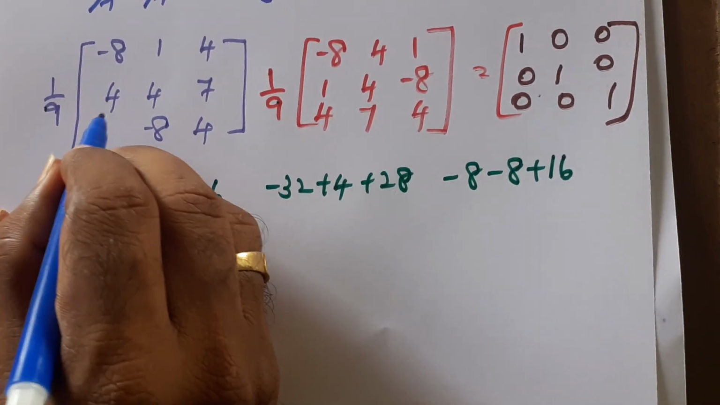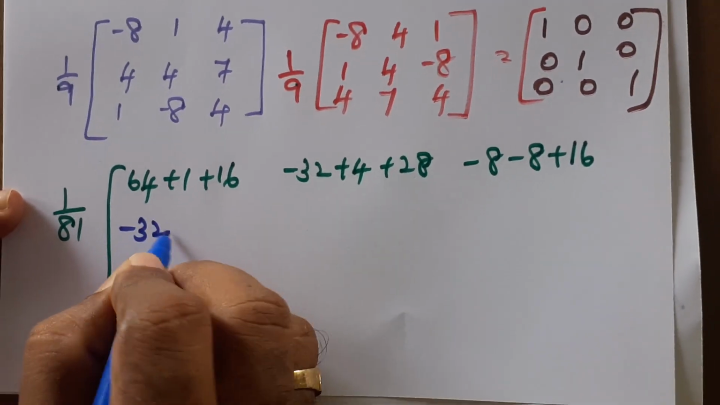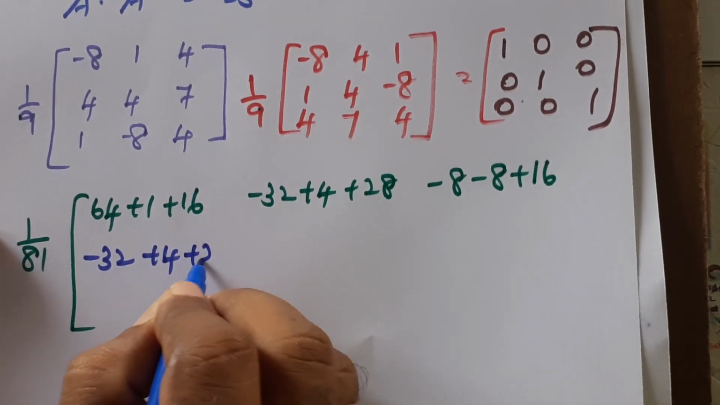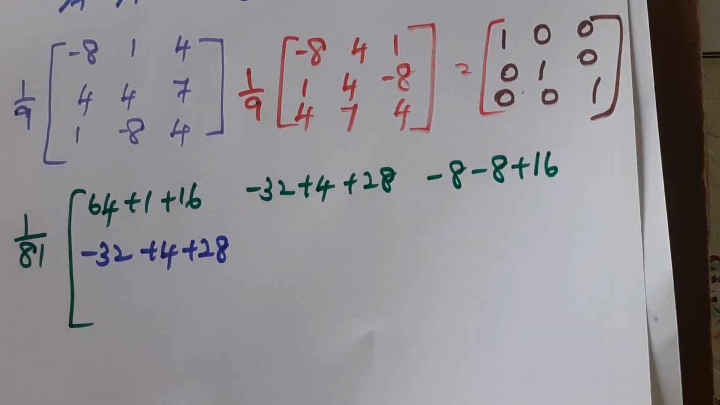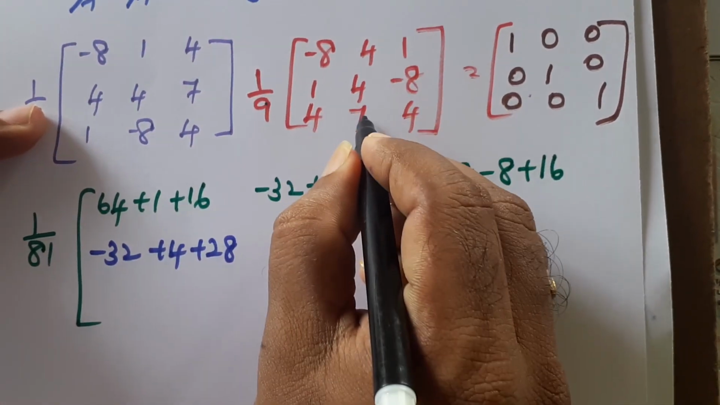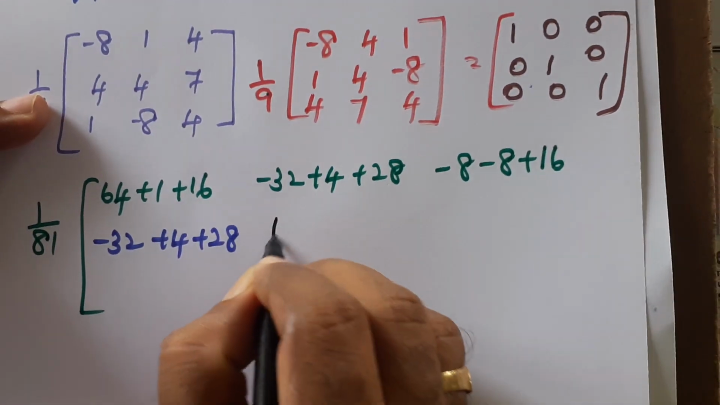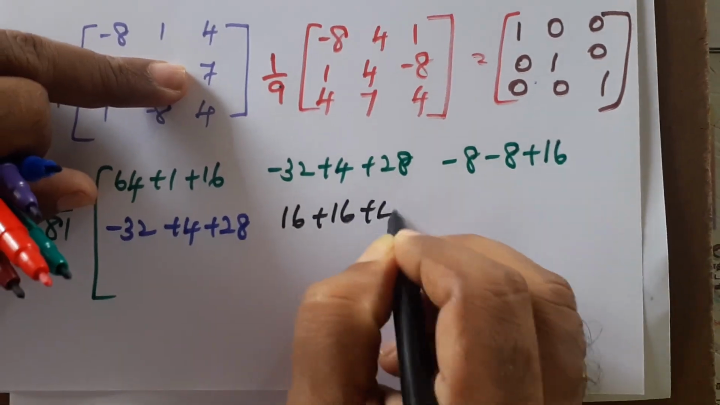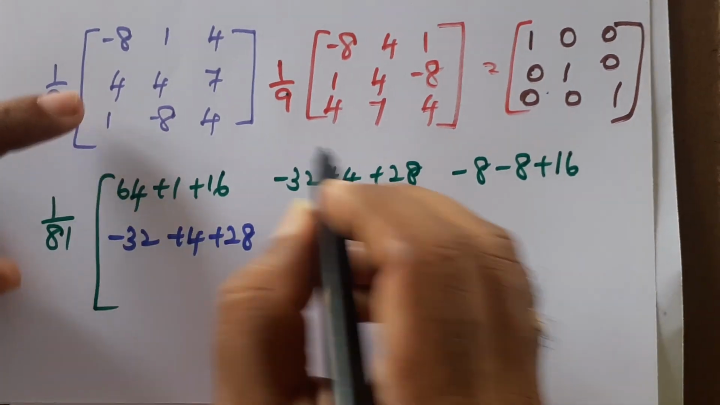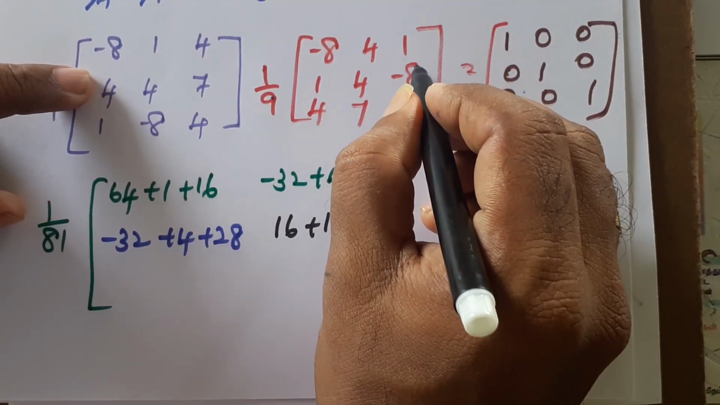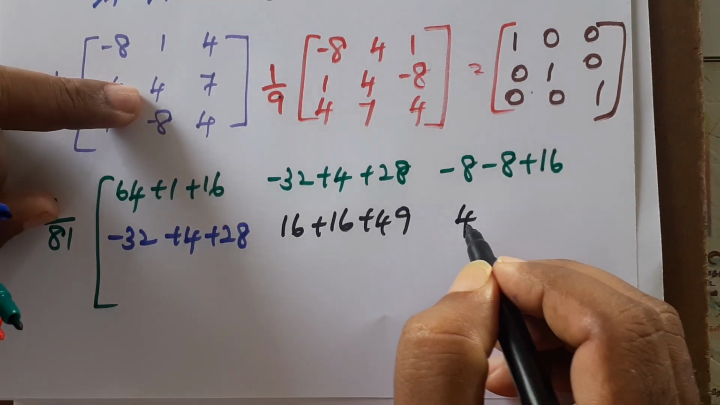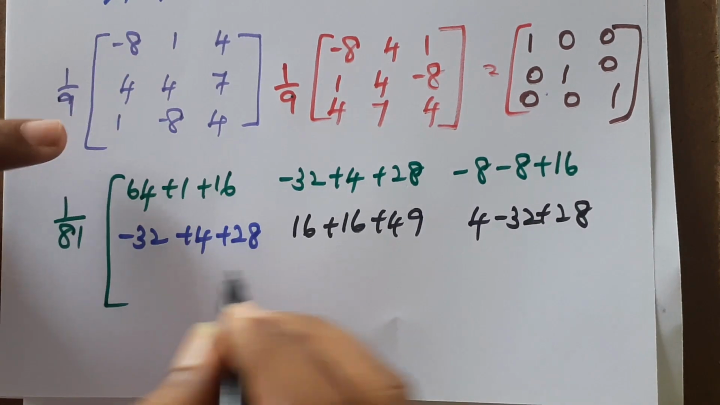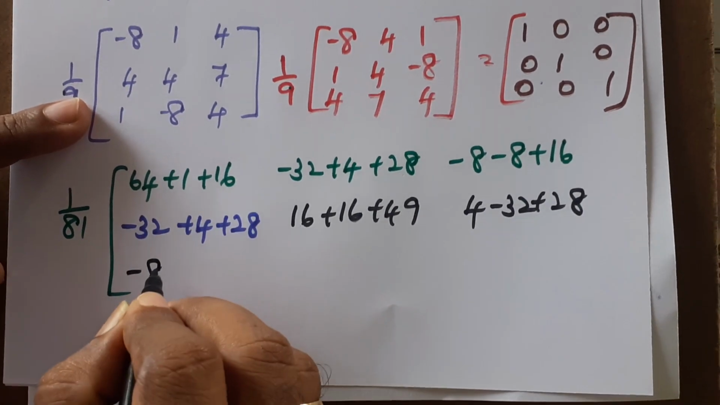Now second row: 4 into minus 8 means minus 32. 4 into 1 means positive 4. 7 4s are 28. The next term, second row multiplied with the second column: 4 into 4 is positive 16. 4 into 4 is again positive 16. 7 7s are 49. The next term, second row multiplied with the third column: 4 into 1 means 4. 4 into minus 8 means minus 32. 7 4s are 28. Now third row: 1 into minus 8, minus 8.